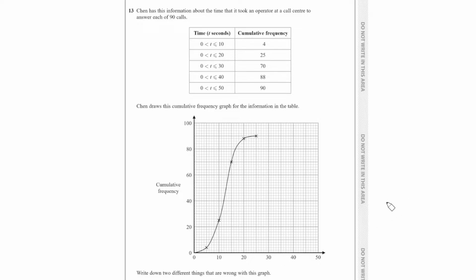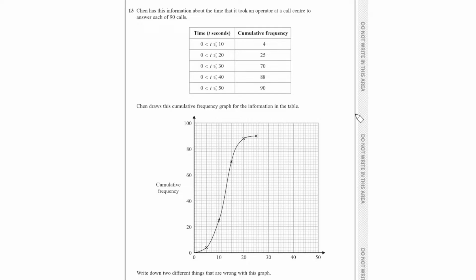Question 13, we have Chen has this information about the time that it took an operator at a call center to answer each of 90 calls. So he's put it already into a cumulative frequency table. Chen draws this cumulative frequency graph for the information in the table.